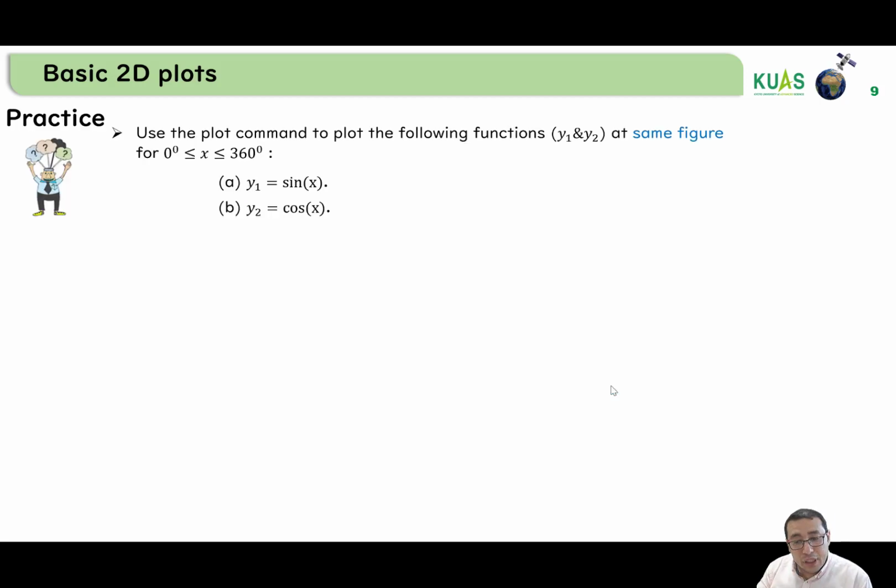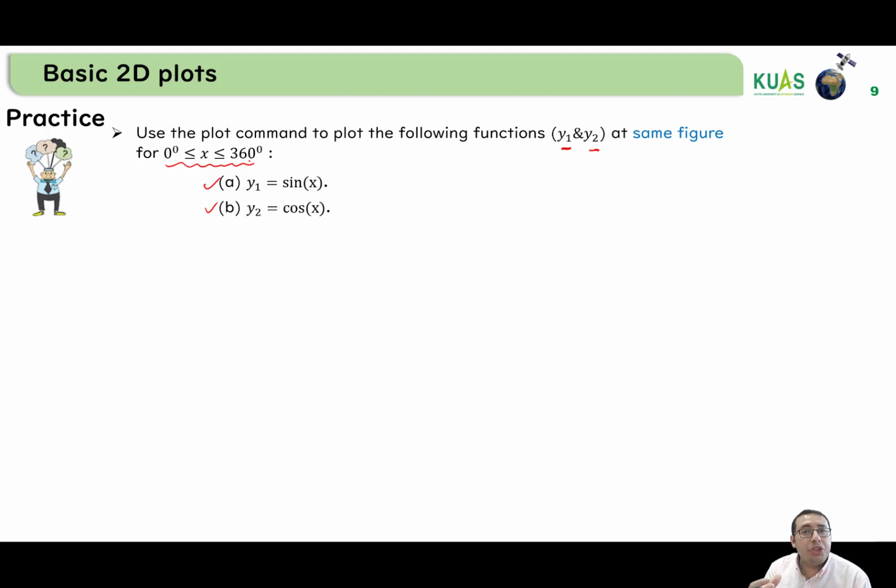And let's practice again. For this practice, it's required to use the plot command to plot the following functions. We have the y1 function and y2. Here is y1: y1 is sine x and y2 is cosine x. But it needs us to draw both in the same figure. So both functions y1 and y2 in the same figure, for the x range from greater than or equal to 0 to less than or equal to 360.